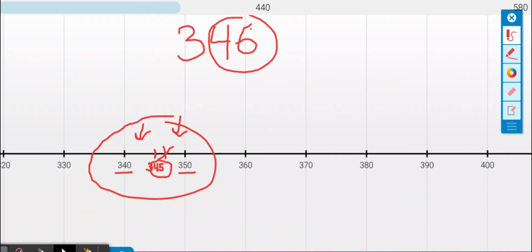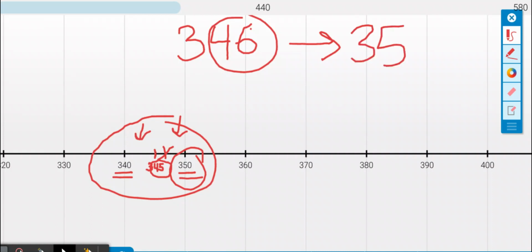This last question we ask is, which number or which 10 is it closer to? Is it closer to the 340 or the 350? And we can see visually on the number line that it's closer to 350. So we would round 346 up to 350. So that's kind of our thinking as we go through rounding numbers. We try to work towards visualizing the number line in our minds. And the best way to do that to start is by drawing out those number lines.